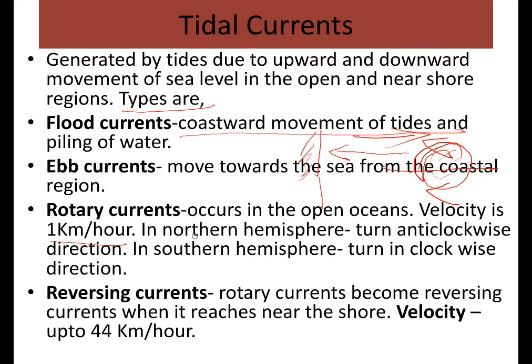Reversing currents: when the rotary currents come towards the coast and reach near the shore, these reversing currents occur. The velocity also increases because the friction near the coast increases. Because of that, the velocity will become 44 km per hour. So tidal currents are very important in power generation.